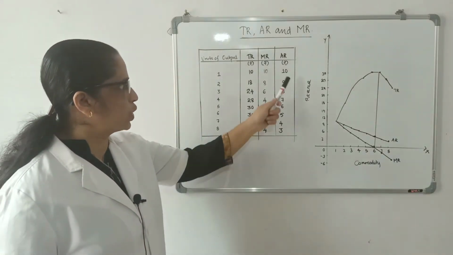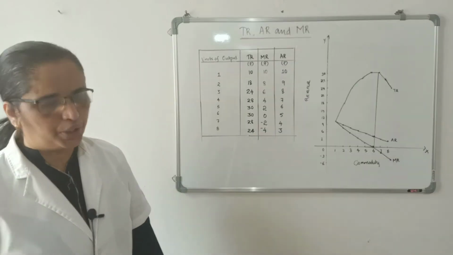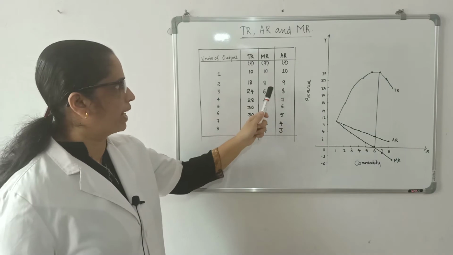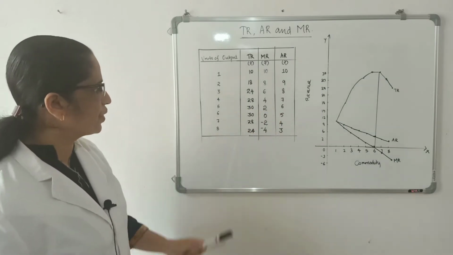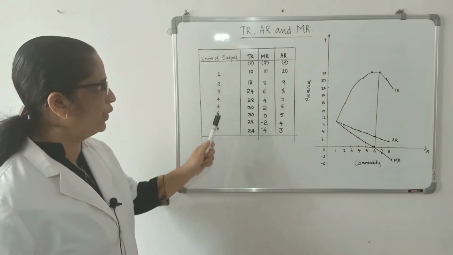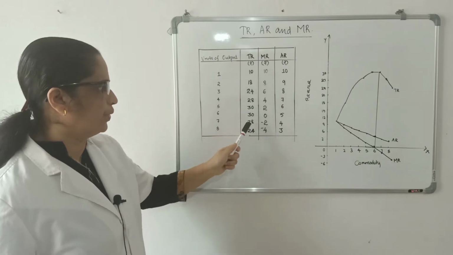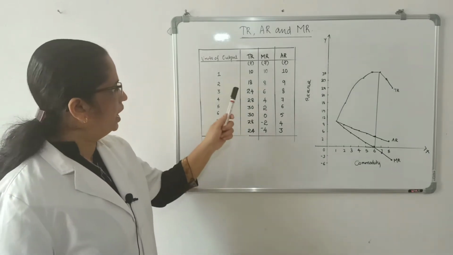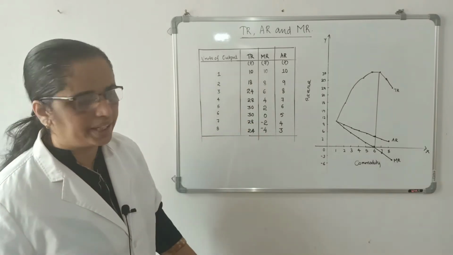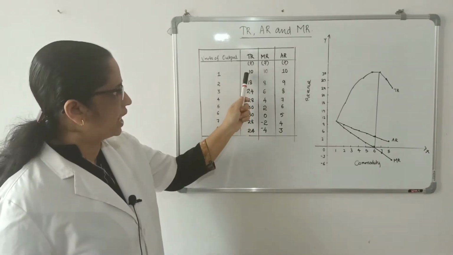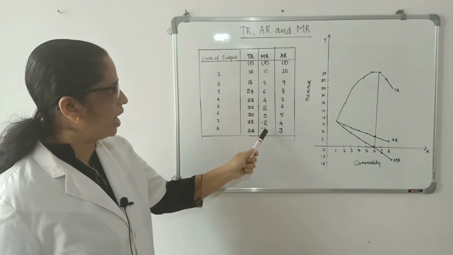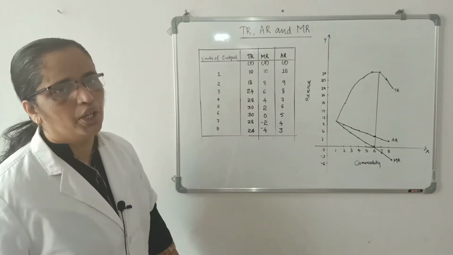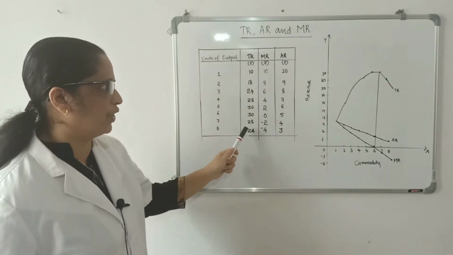That we can show through a revenue schedule. That is units of output, TR, MR and AR. At various levels of output, total revenue is the sum total of revenue received by the firm. And if you check the schedule, you can see that TR is equal to sigma MR. That is, if you add marginal revenue, you will get the total revenue.